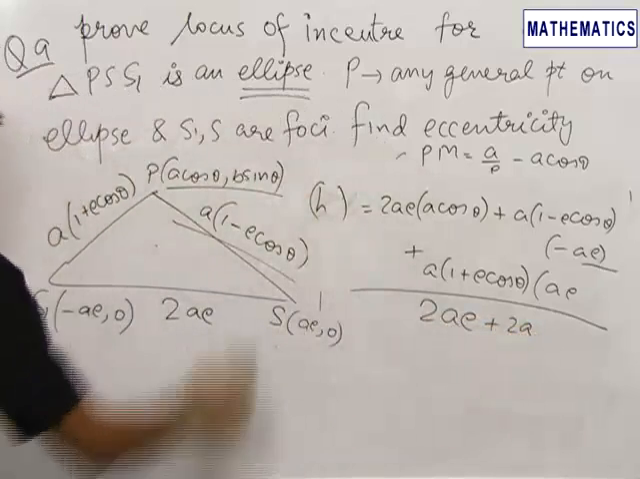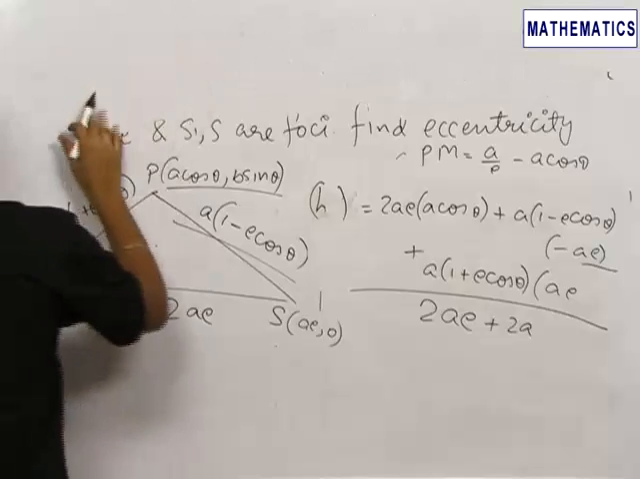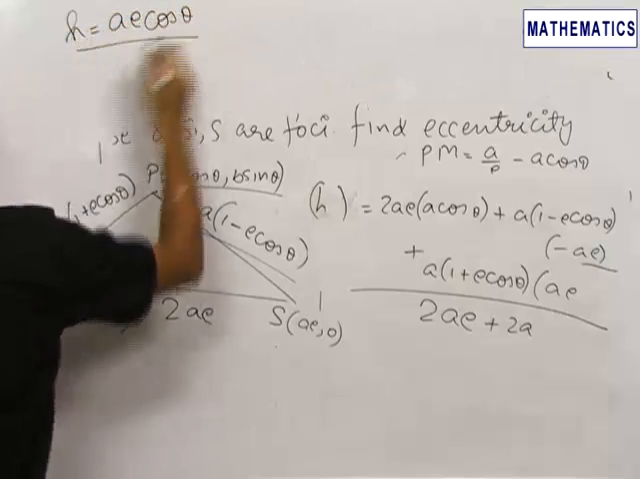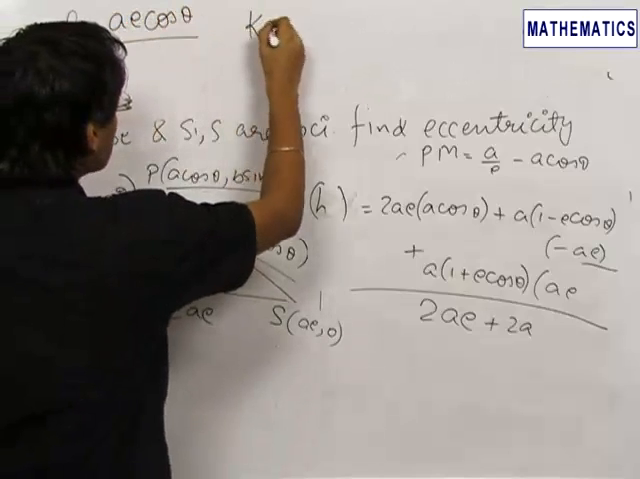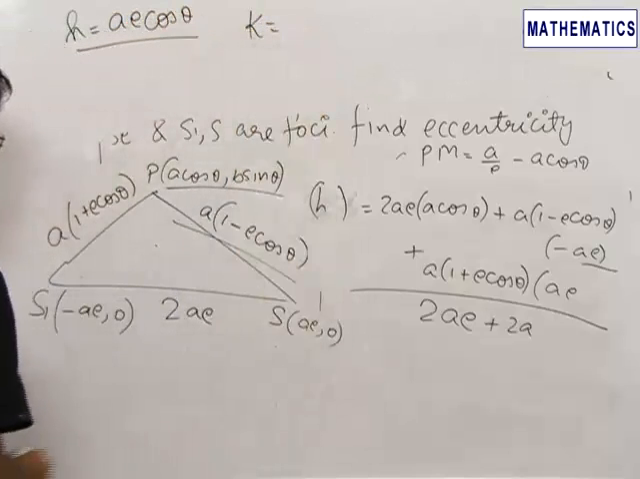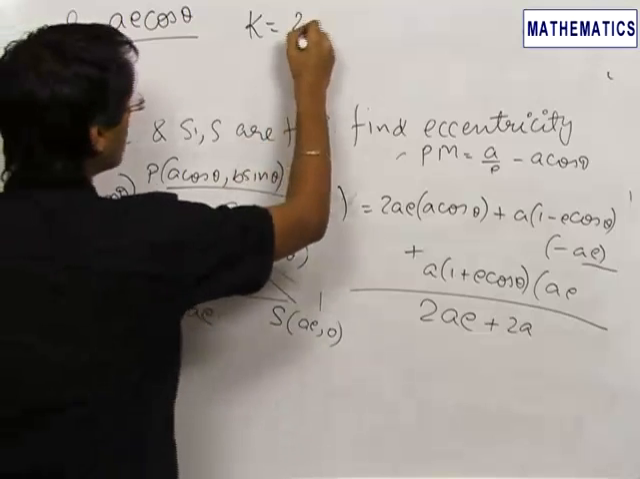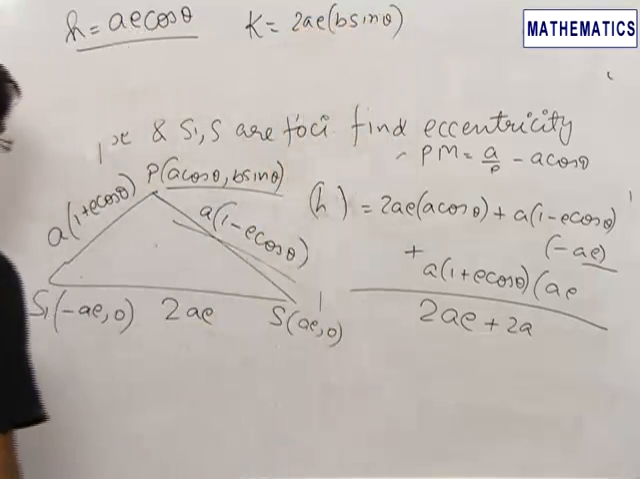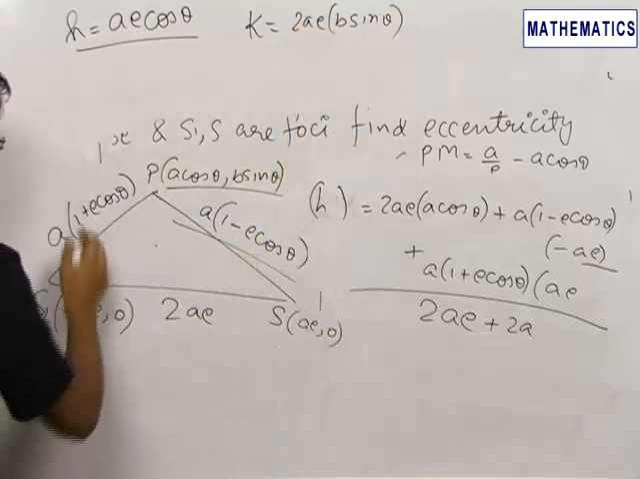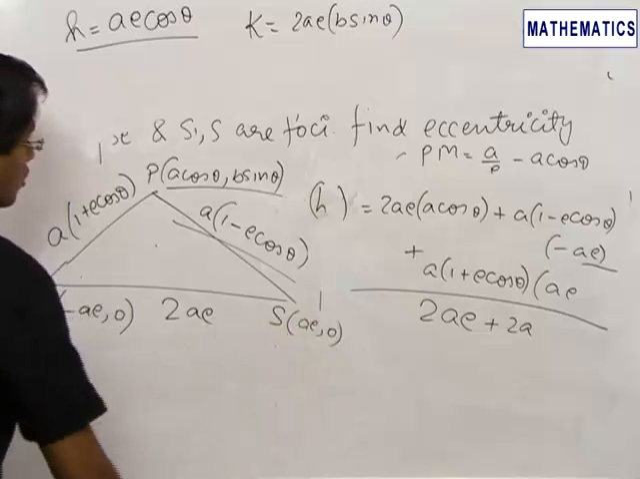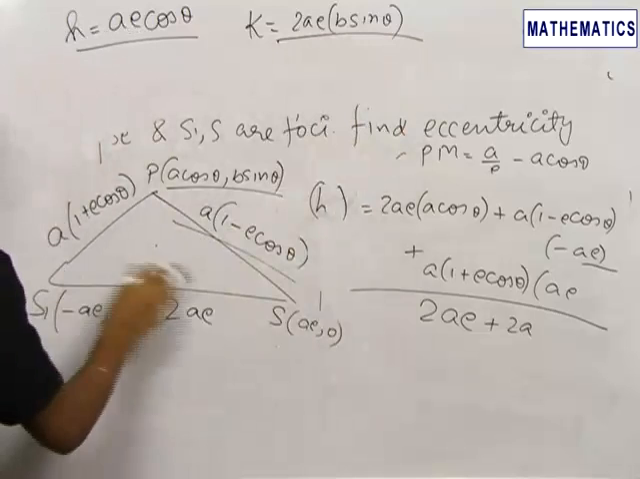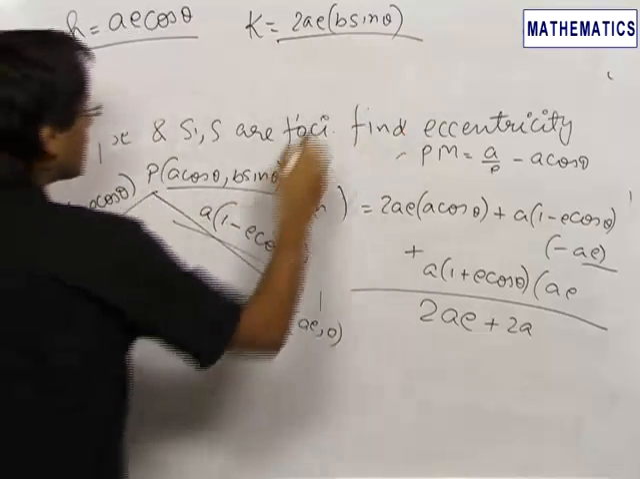On solving this, we get h to be equal to ae cos theta. Similarly, we can write k as 2ae into b sin theta plus a into (1 minus e cos theta) times 0, which is 0, and a into (1 plus e cos theta) times 0, that is 0. So this is 2ae into b sin theta divided by the entire length, which is 2ae plus 2a.